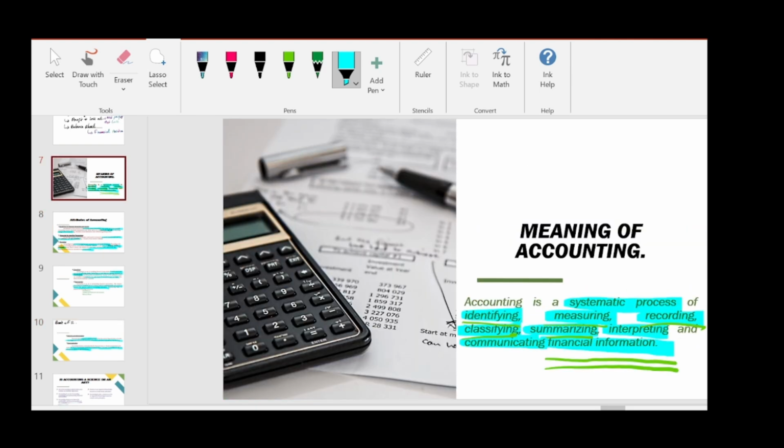So now I hope the meaning is clear, why they have given the word systematic process, why they have given the words identifying, measuring, recording, classifying, summarizing, interpreting, and communicating, the meaning behind each and every word. That is, what is identifying, what is measuring, what is recording. I hope all the meaning behind each and every word is clear till now. And the words financial information, why they have given them? Because we are recording only financial aspects of the transactions. So the financial statements completely are known as financial information.